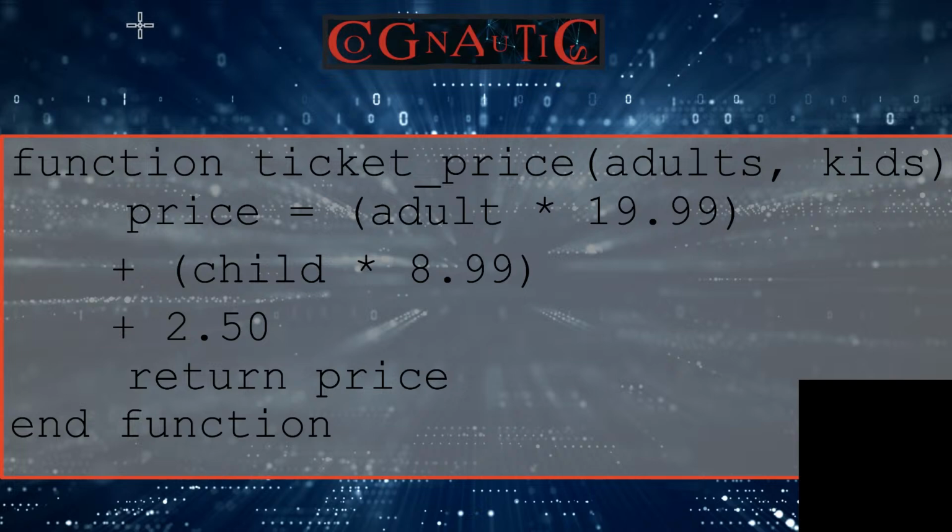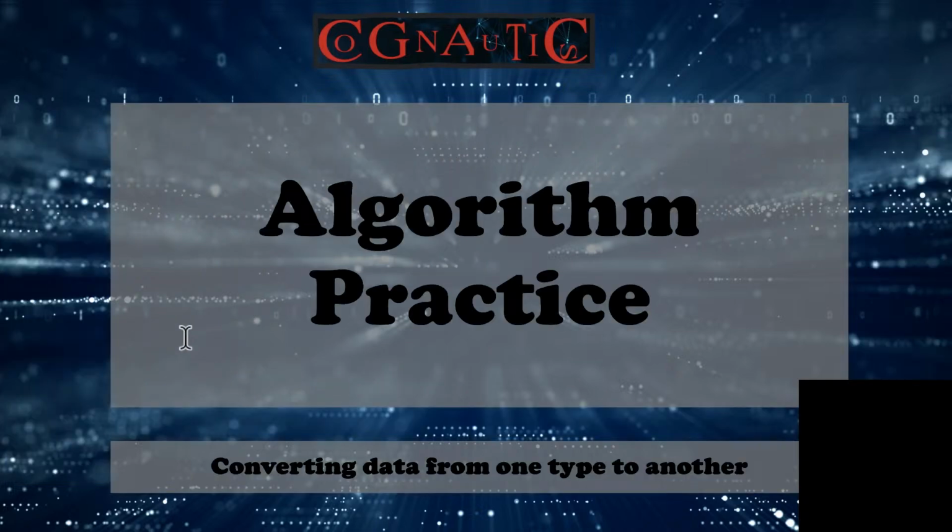Price equals adult times 19.99 plus child times 8.99 plus £2.50. Return price returns that variable price to the main program, and then the function ends. And think about if, end if, while, end while. It's similar for all of these constructs that they just put an end at the end of it. Okay. Right then, algorithm practice.